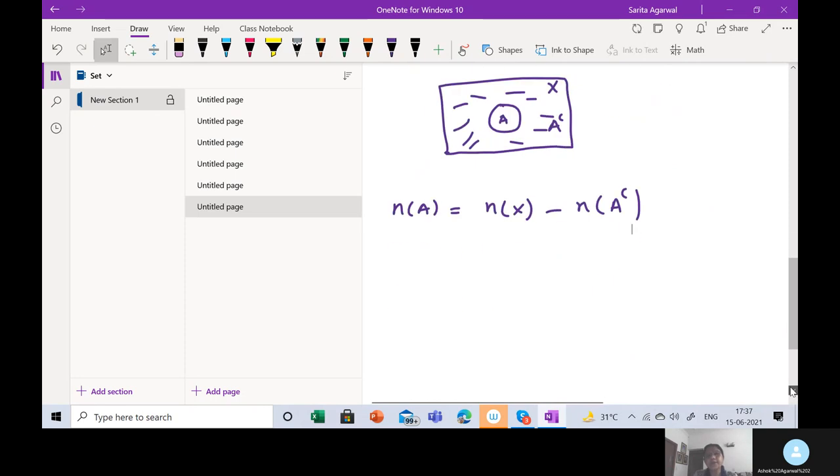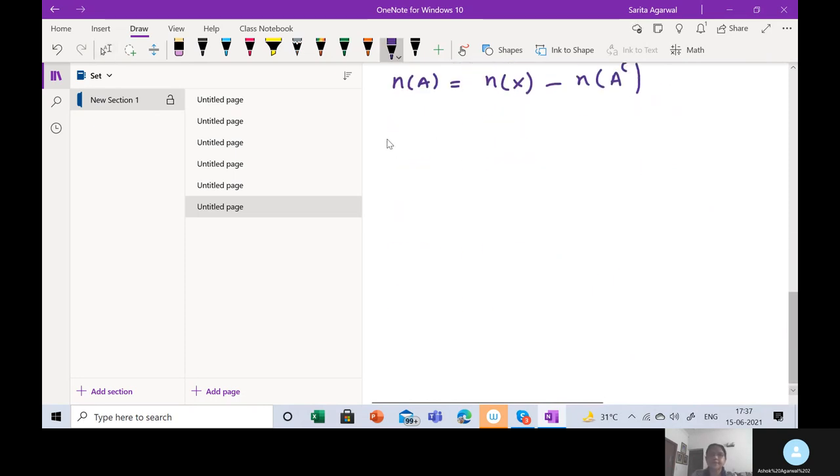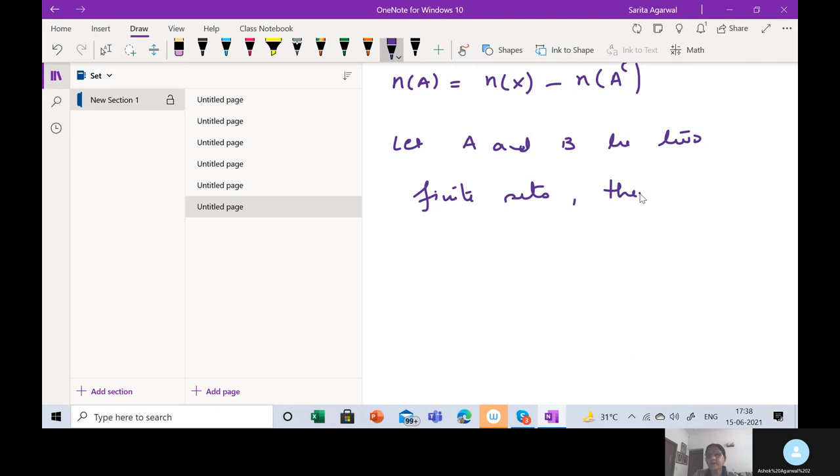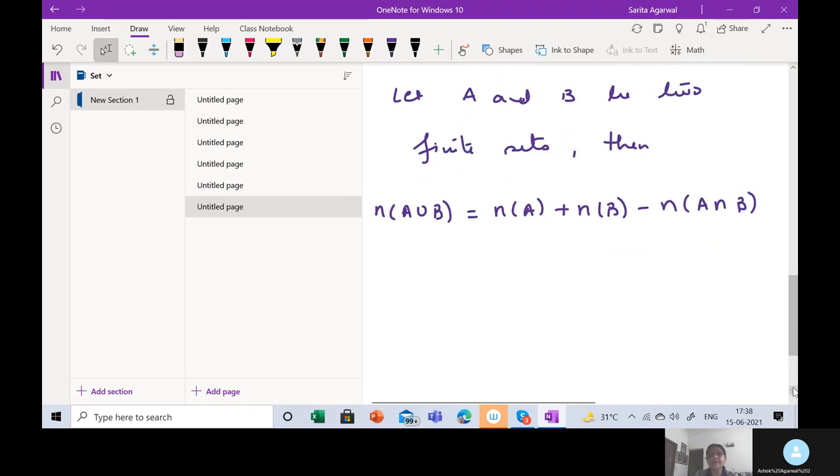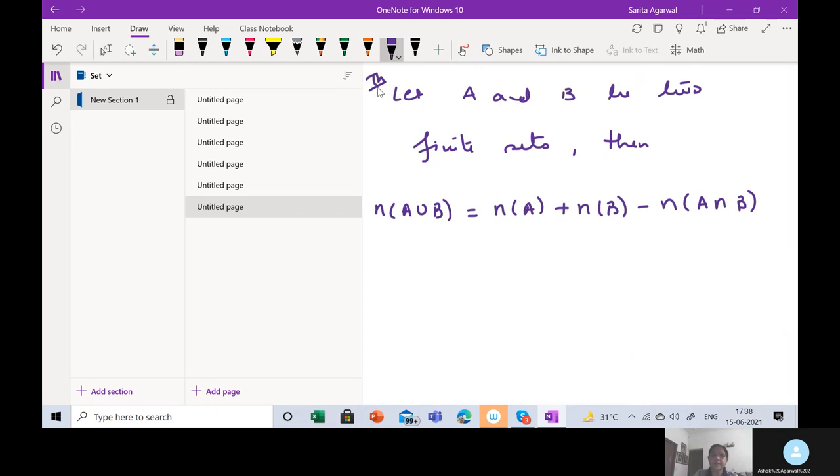Let A and B be two finite sets. Then the number of the elements in A union B, according to the formula, is number of the elements in A plus number of the elements in B minus number of the elements in A intersection B. Right? Now we are going to prove that. This is basically a result or the theorem, we can say, right? So we are going to prove that.